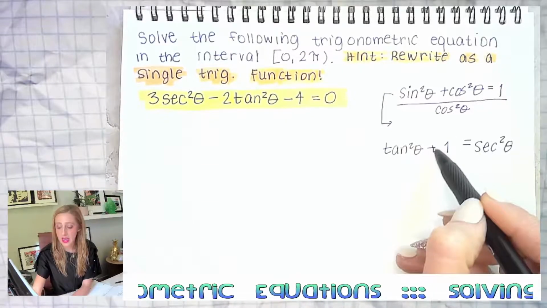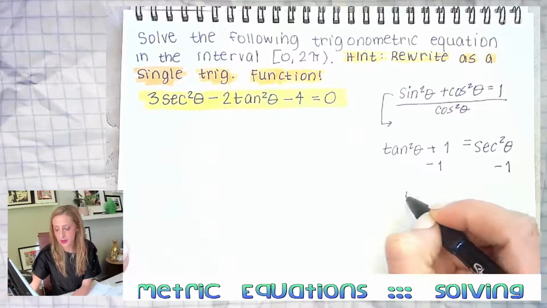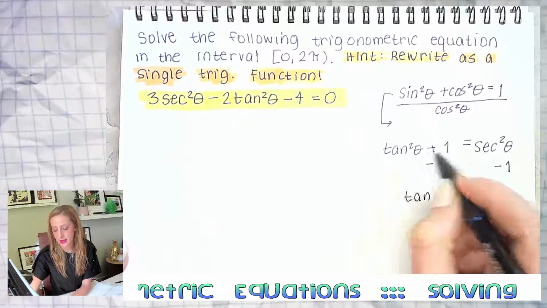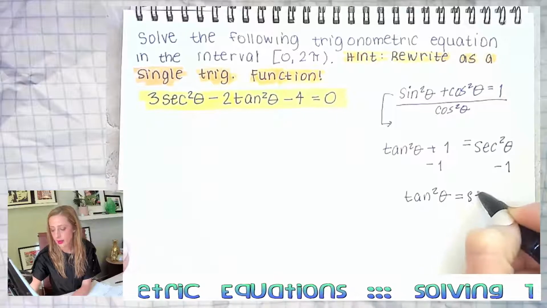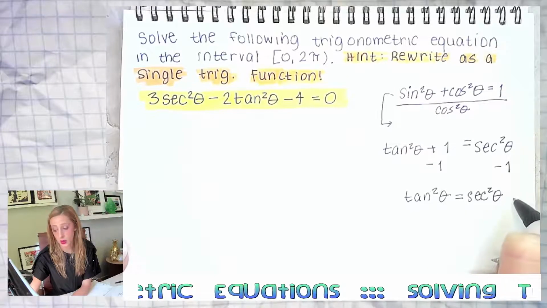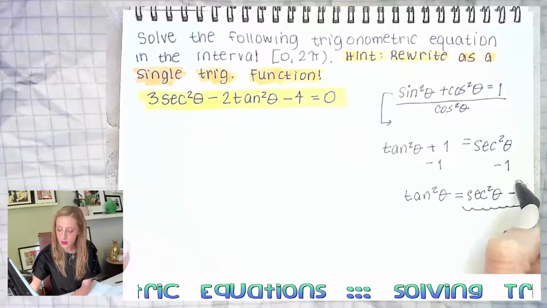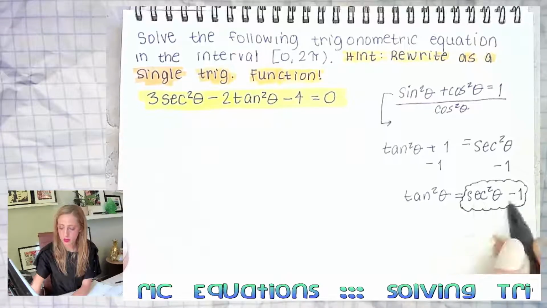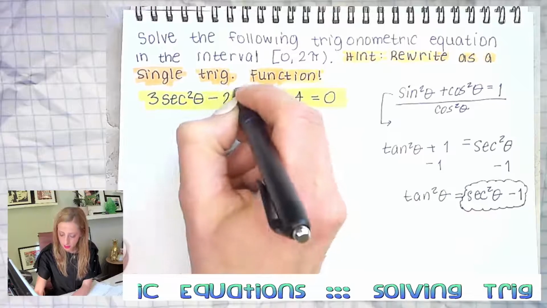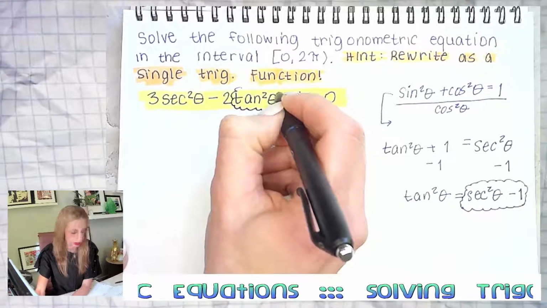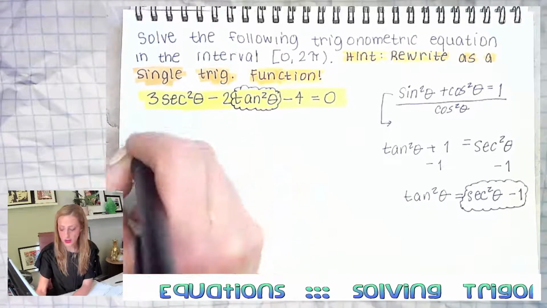So by taking one extra step, I'm going to subtract 1 from both sides and rearrange this identity so that tan squared theta is isolated. And I see here that it's equal to secant squared theta minus 1. Then I'm going to take this difference, this little subtraction piece, and fill that in everywhere I have a tangent squared, which is really only in one place right there. So let's go to the next step.